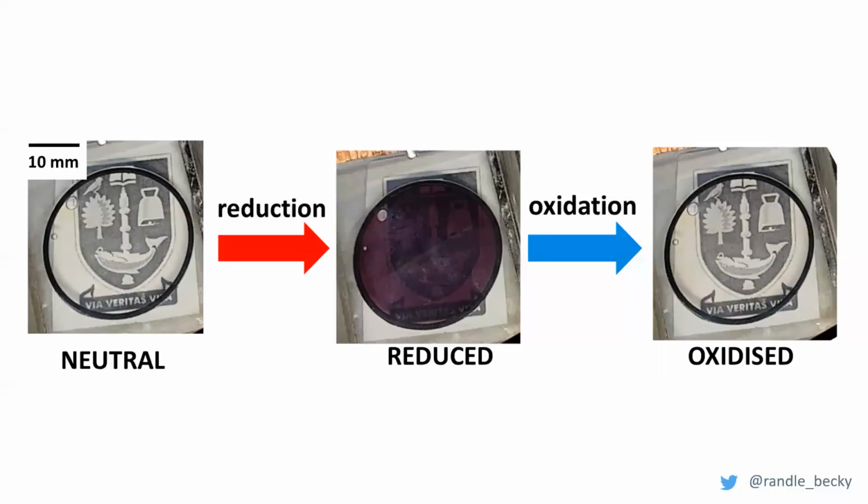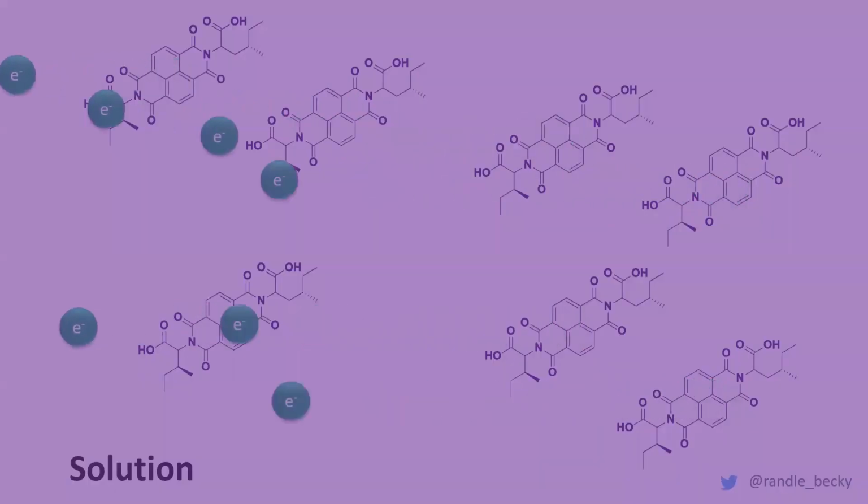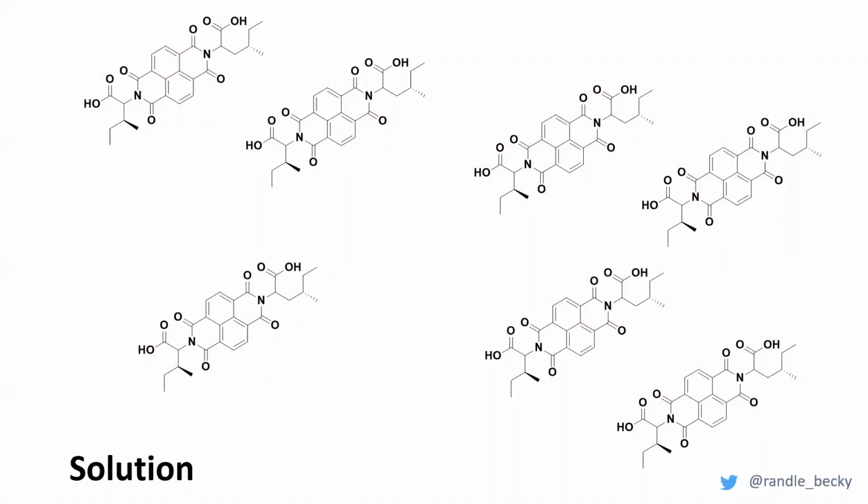And luckily for us, you can reverse it. So if you apply a slightly different potential, we're going to do the opposite, and we're going to take those electrons away, and we'll reverse the color change. So that's the basic principle of what this work does.